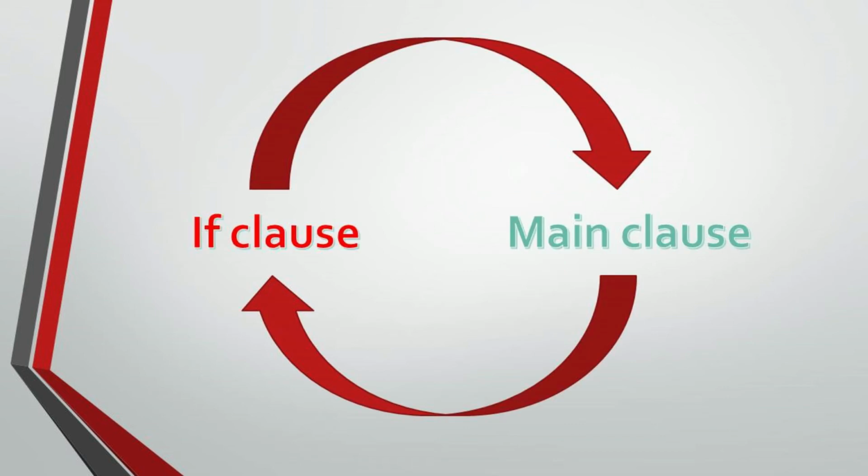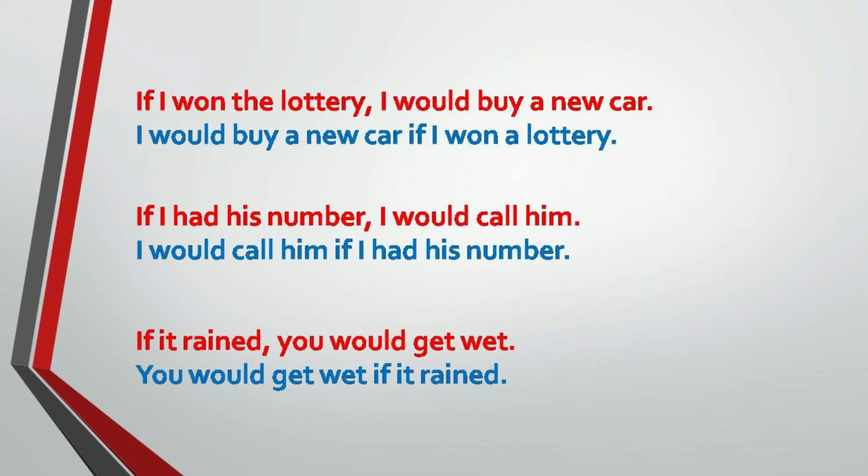Here also in the second conditional, you can change the clauses. We will see some examples. If I won the lottery, I would buy a new car. Here I have written the if clause first and then the main clause. The next sentence I have written, I would buy a new car if I won the lottery. Here I have written the main clause first and then the if clause.